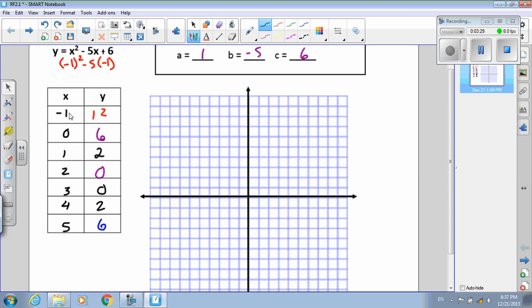So let's start off here, negative 1, 12. Negative 1, 12 would give a point value around here. 0, 6 would be around here. And then 1, 2, 2, 0, 3, 0, 4, 2, and then 5, 6. So what you notice here is you'll have kind of like a bell-shaped curve.